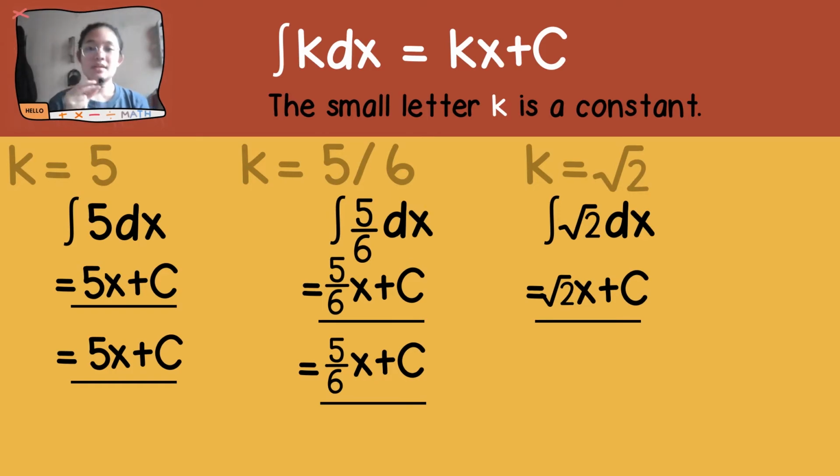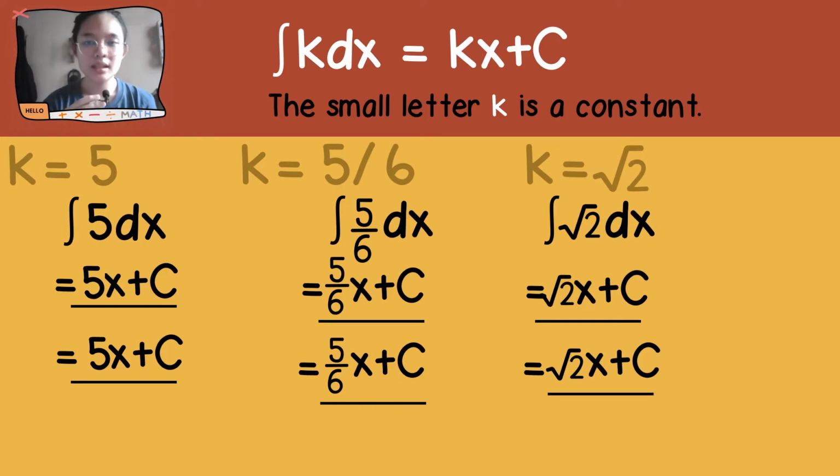You can also do the second procedure, which is writing down the value of the constant first, which is the square root of 2, and then add the x plus c right next to it, which is going to be the square root of 2x plus c. Always make sure that if you're going to be solving for radicals, do not put the x plus c inside the radical.